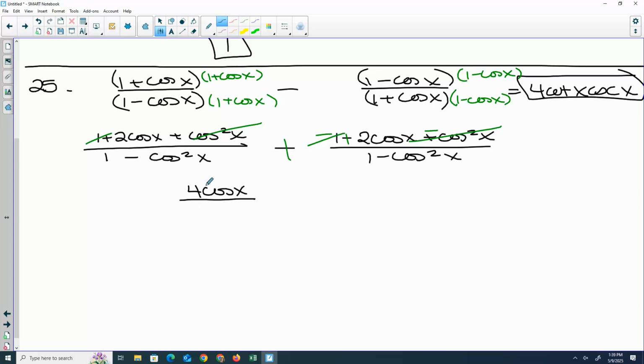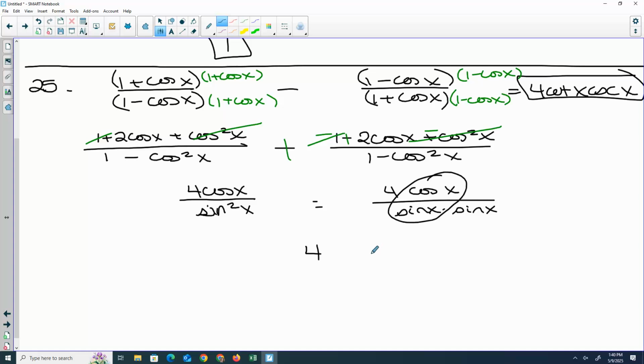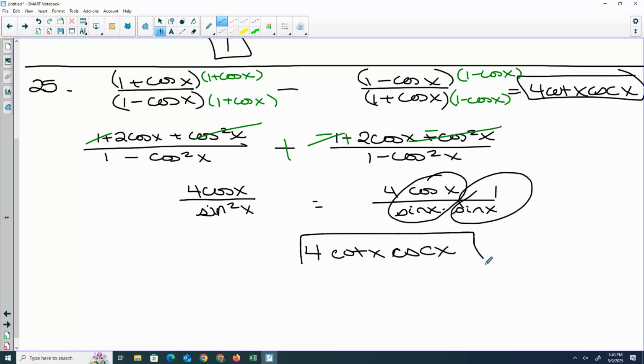Except what is 1 minus cosine squared? Sine squared. So what that means, sine squared is just like a sine times a sine. So we have a 4. You have a cosine divided by sine, which is cotangent. And then we have a sine left on the bottom, or you could think of it as 1 over sine, which is cosecant. So 4 cotangent x, cosecant x.